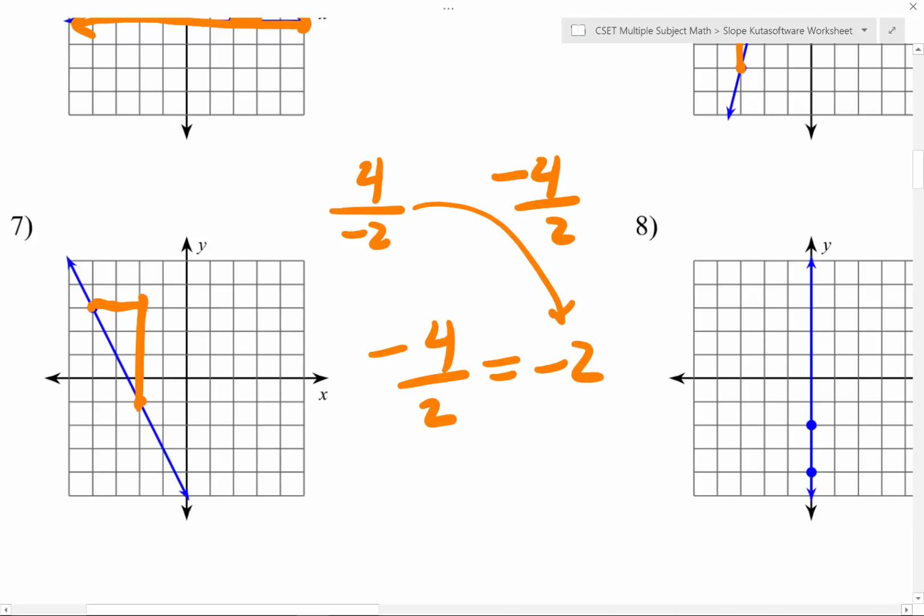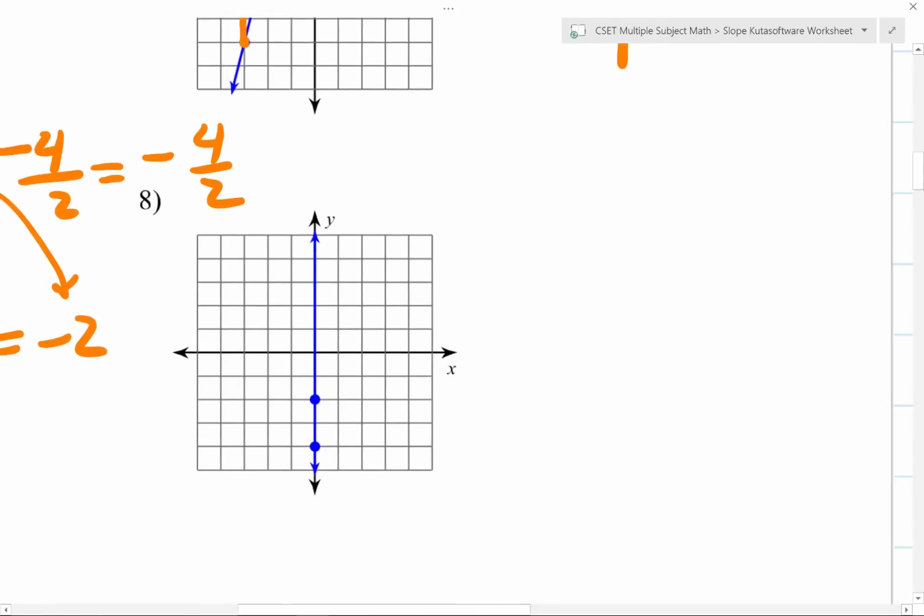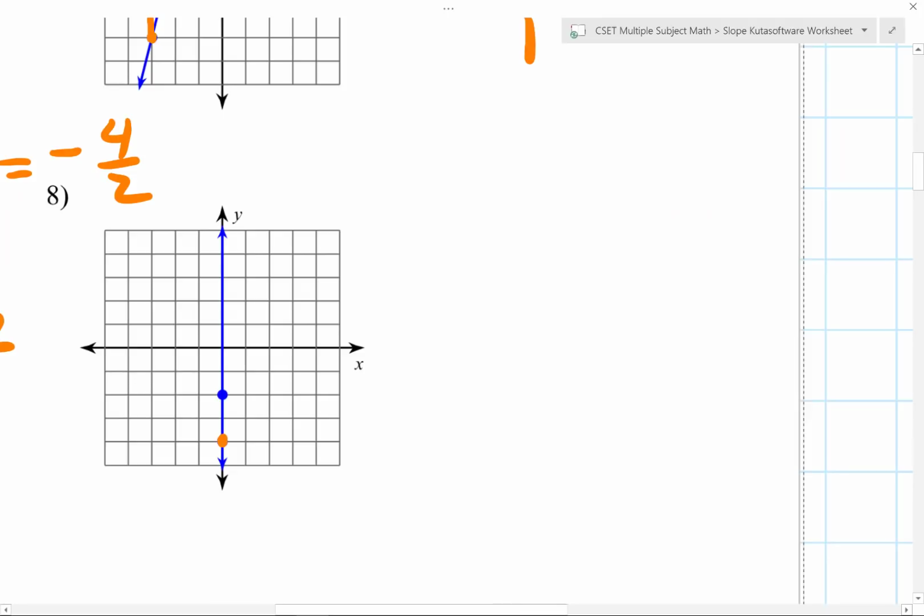So from this point I could have gone down 1, 2, 3, 4 to the right 1, 2 to get to that point on the line. Notice that still works. So the negative can go in either spot. Overall, it's negative 4 over 2. Yeah, good stuff. We do it again from here to here.